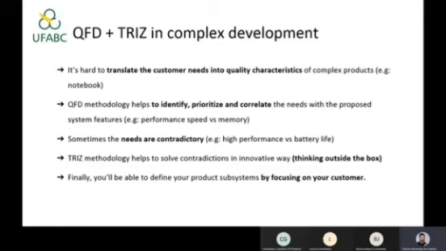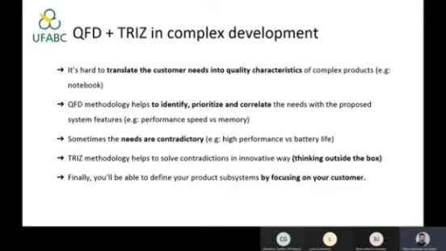But sometimes, as told by Lucas, these needs are contradictory. For example, you need a high performance, but you need a high battery life as well. So this is a problem because when you have high performance, you consume more energy, and so you reduce the battery life. So this methodology, the TRIZ, a Russian methodology, helps to solve this contradiction in an innovative way.